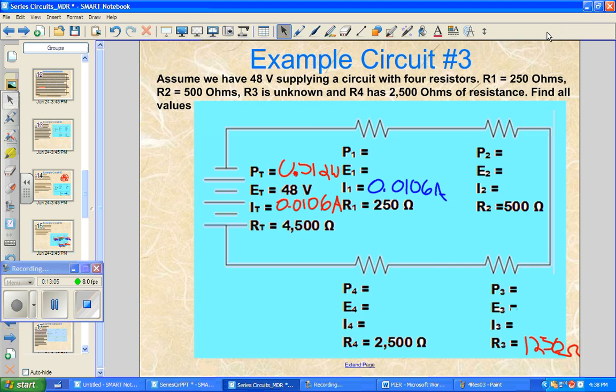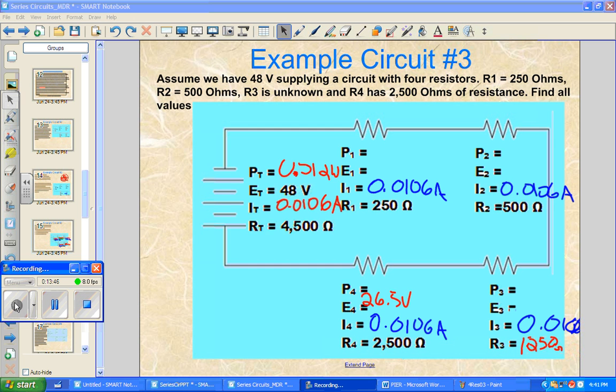Okay. So now we have two things in every box because we're going to go around and add our current. Put that in blue. And so now we're just going to multiply up in the case of R4, 2,500 times 0.0106. Okay, so if we multiply up 2,500 times 0.0106 amps, we get 26.5 volts. If we multiply 1,250 ohms times 0.0106 amps, that's what's all jumbled right there.